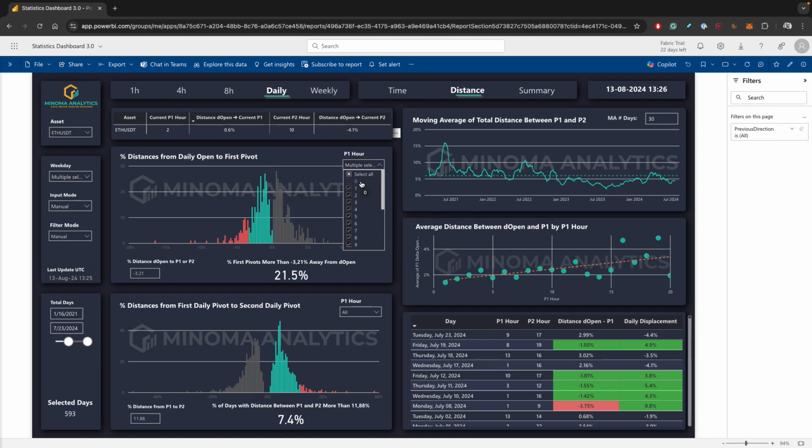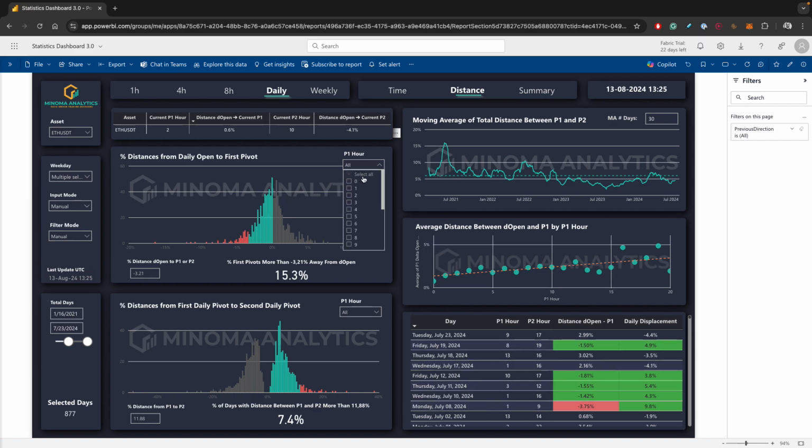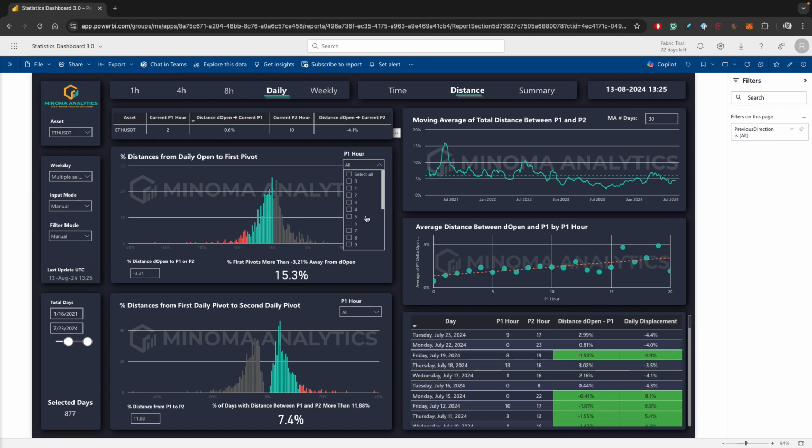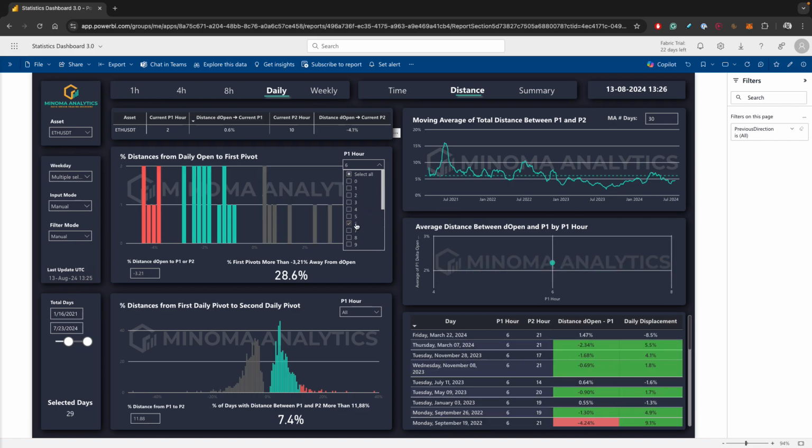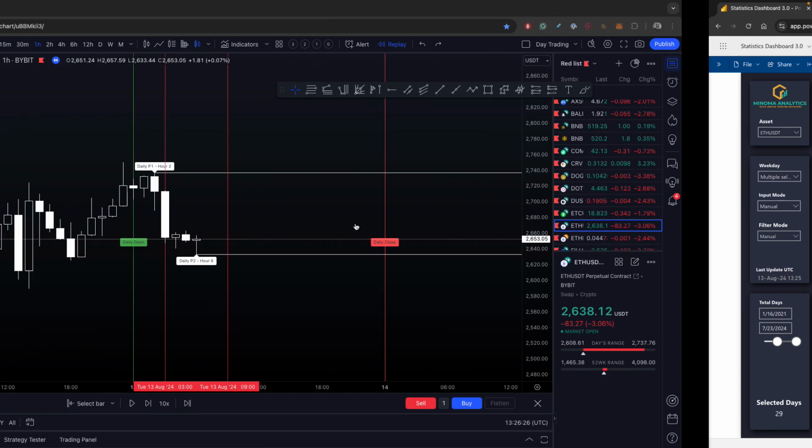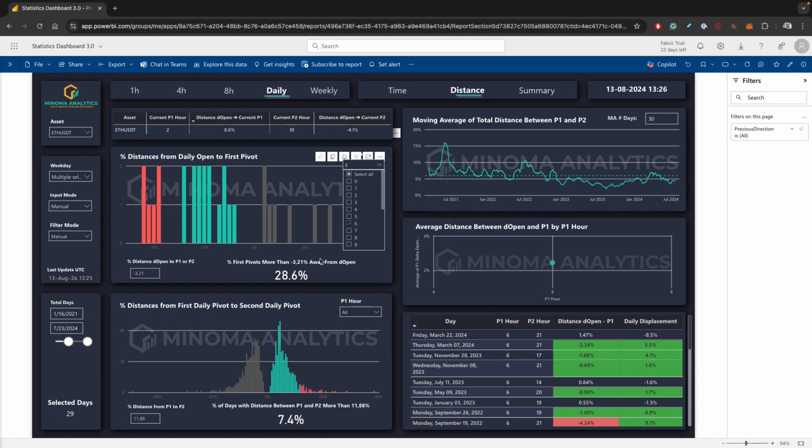So that's manual filtering. One more thing I want to say is that I would not recommend filtering on just 1 hour. If you do, for example, just hour 6, because you could say the current P2 is hour 6, let's check that. But you can see there's only 29 days that had a P1 at hour 6. So you're diluting the data too much, right? You cannot really draw any conclusions from this. That's why I was selecting multiple ones.